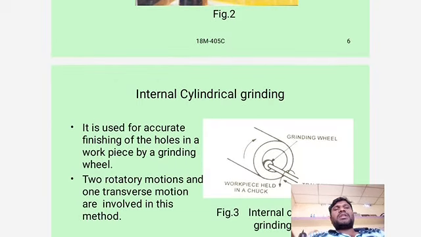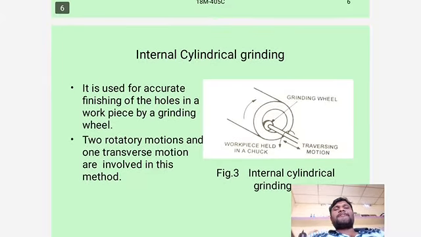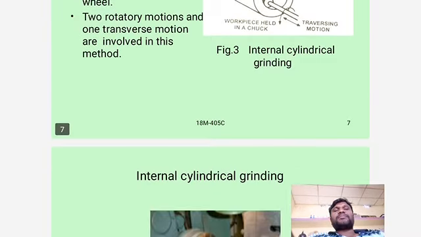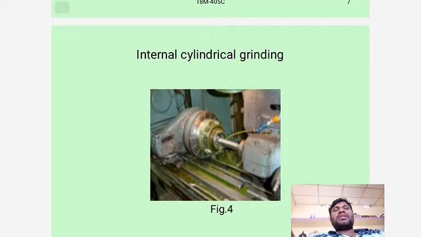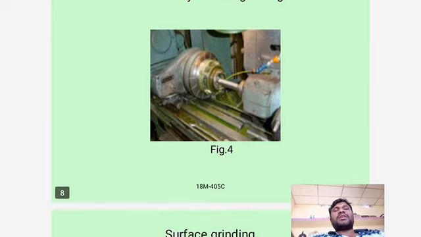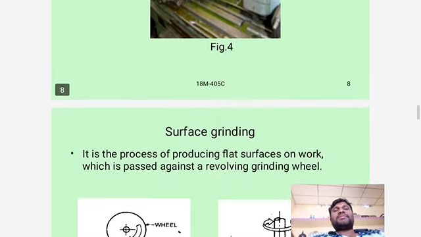Internal cylindrical grinding is used for accurate finishing of the holes in a workpiece by a grinding wheel. Two rotary motions and one transfer motion are involved in this method. Here is the practical diagram of internal cylindrical grinding.